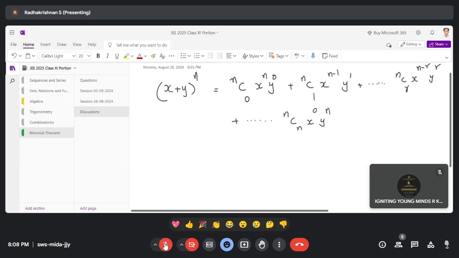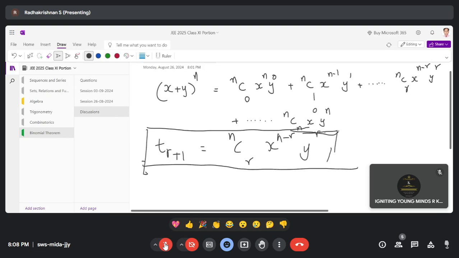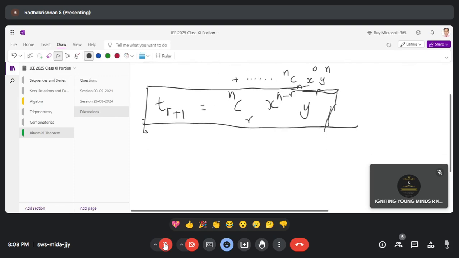I'll write it again. T r plus 1 equal to nCr x power n minus r into y power r. This is very, very important for all the problems in the binomial theorem.